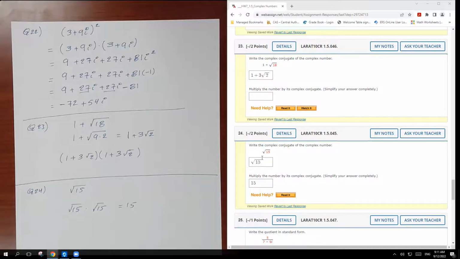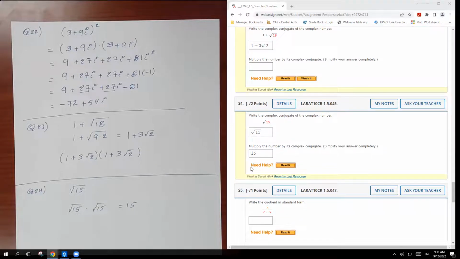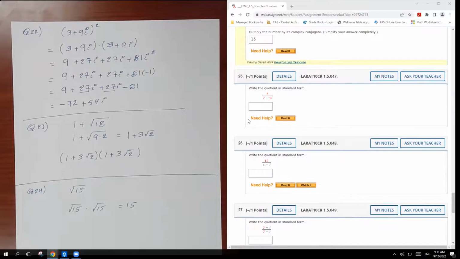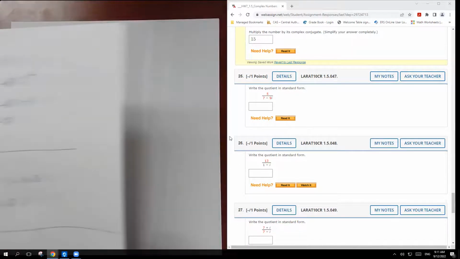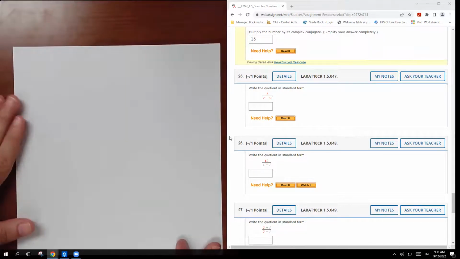Question 24. The complex conjugate for this one is just the real part, so it's going to be the same number. And multiply the same number by itself with the conjugate is going to be 15. Question 26, sorry, 25, we need to write down the quotient in the standard form. So these are really important examples. We need to write down the quotient in the standard form.